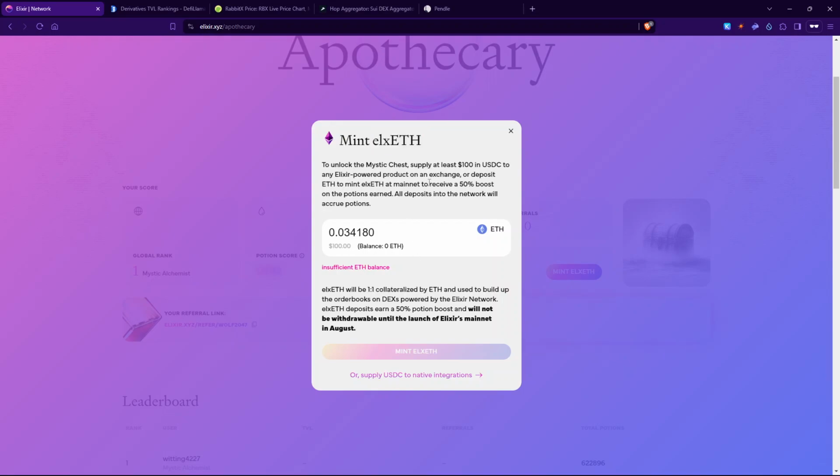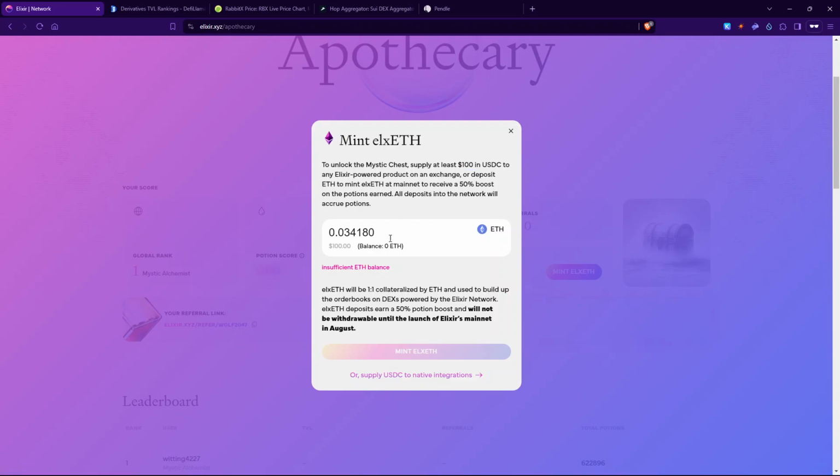So let's say you're trying to deposit ELX ETH. The minimum you have to deposit is $100 of Ethereum. Both are just $100. Even though you're providing USDC, you should provide $100 of liquidity, and for Ethereum also, it's $100.